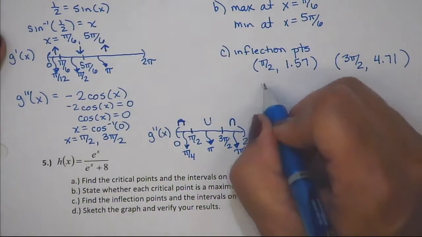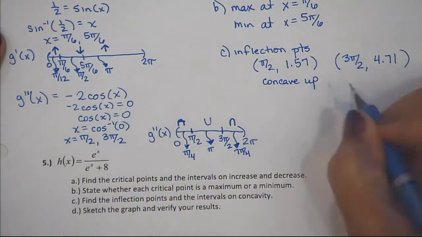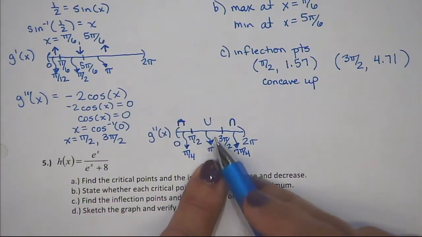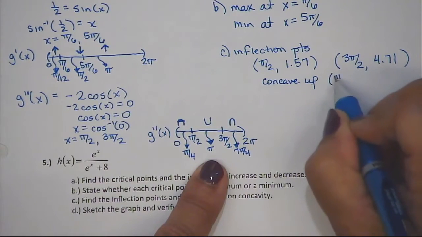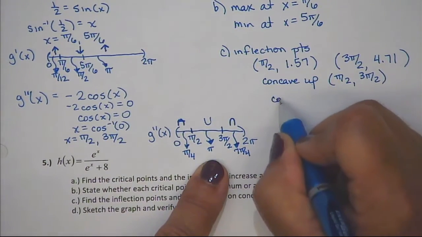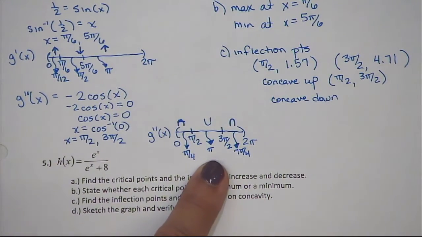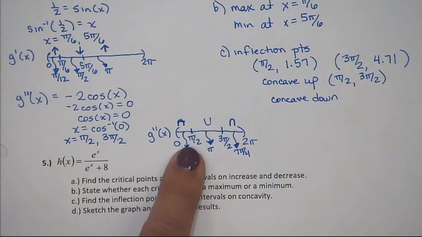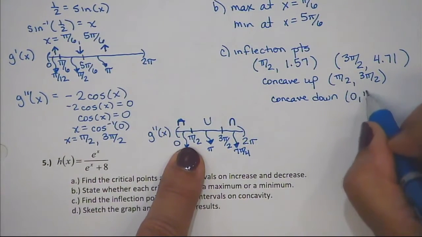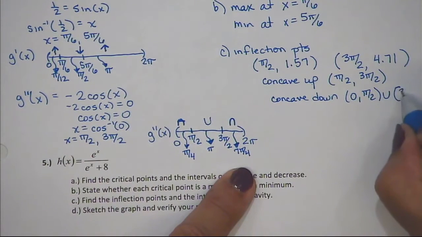Where are the intervals? So this thing is concave up. You've got to give the interval where it's concave up, which is just in the middle, so between pi over 2 and 3 pi over 2. And then it's concave down in 2 places. So between 0 and pi over 2, and union that with 3 pi over 2 to 2 pi.